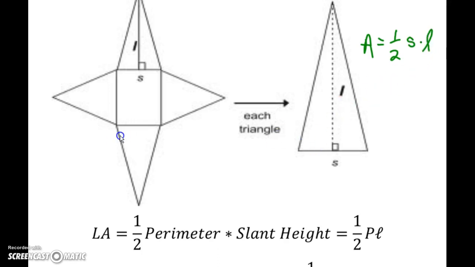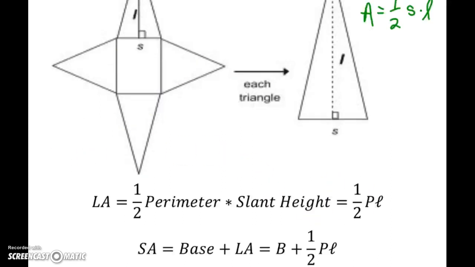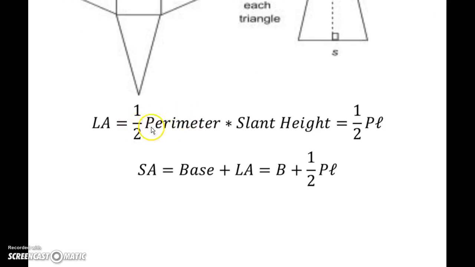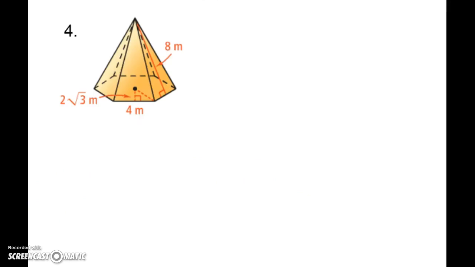Well, if I have 4 of these, they all have the same slant height, but their side lengths may or may not be different, but we could add them together to form the perimeter. So my lateral area is just equal to 1/2 of the perimeter times the slant height. And my surface area is equal to the base plus the lateral area. So that's base plus 1/2 of the perimeter times the slant height.